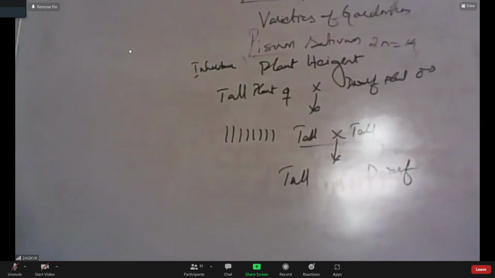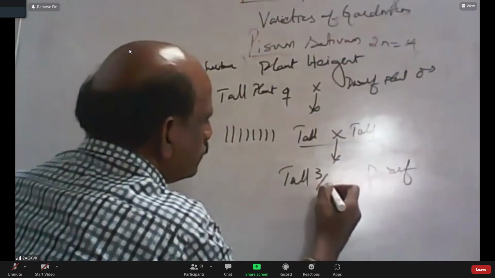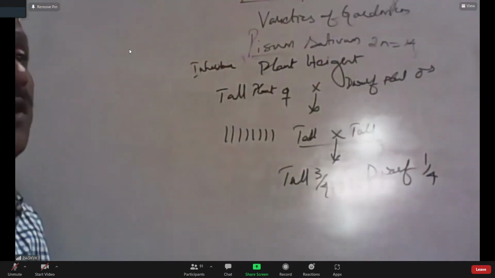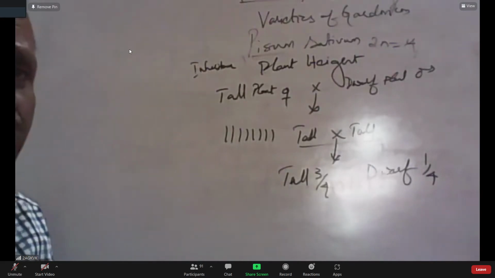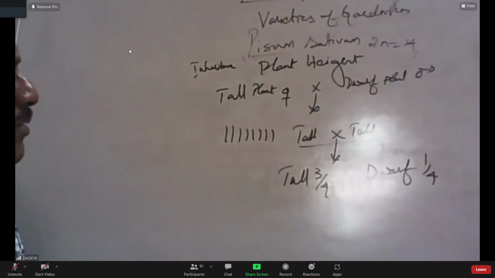Tall and dwarf plants. How did they segregate? Three by four. 3 out of every 4 plants were tall. 1 out of every 4 plants were dwarf. Is that clear?